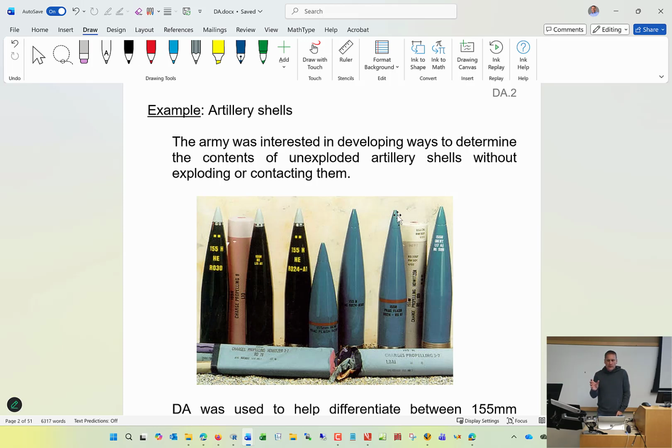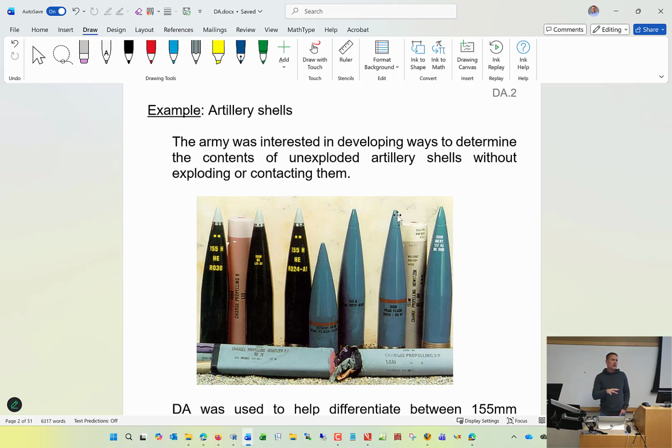What we wanted to do was develop a way to determine what was inside of it without making contact with the artillery shell. So you don't want it to explode. And so what we were trying to do was bounce some sound waves off the shell to make that determination. Now, when I was involved with this whole situation, I was working with some engineers. It was at the very, very beginning of this process.